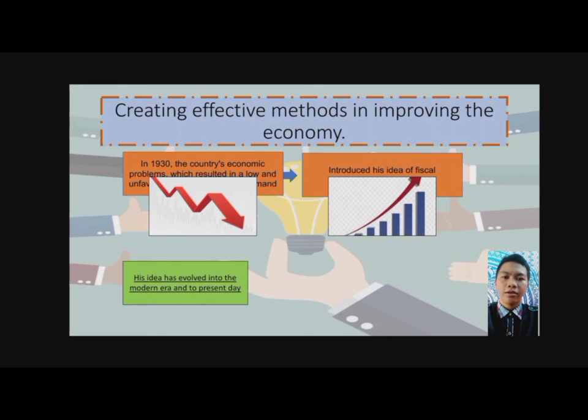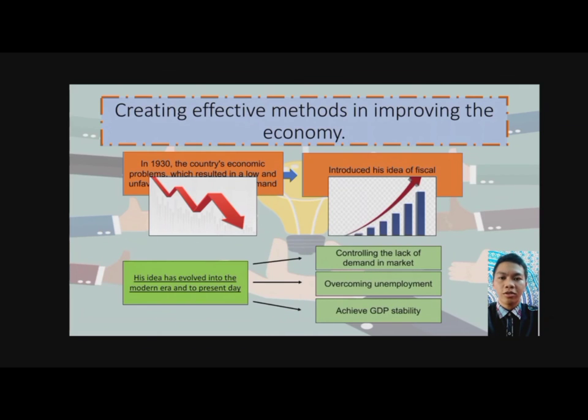Therefore, the ideas he created have evolved into the modern era and to the present day and are used for the economic interests of the country. For example, controlling the lack of demand in the market, overcoming unemployment, and hence the importance of focusing on achieving GDP stability.